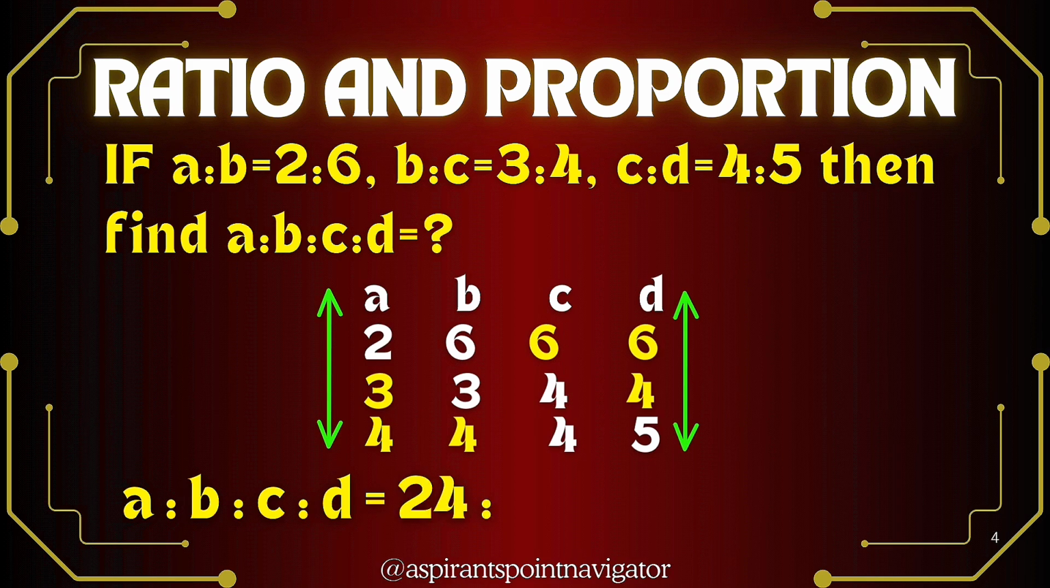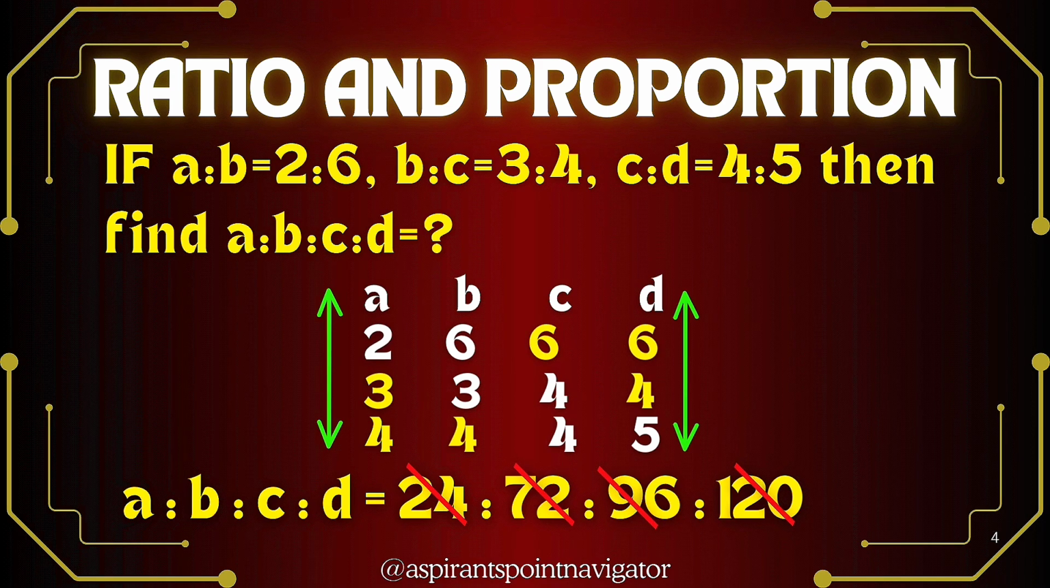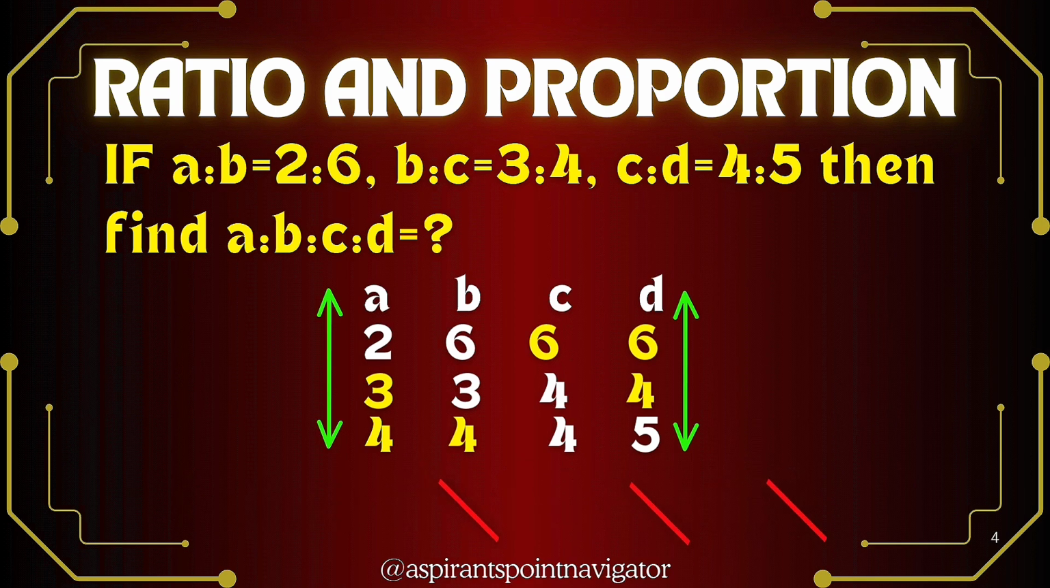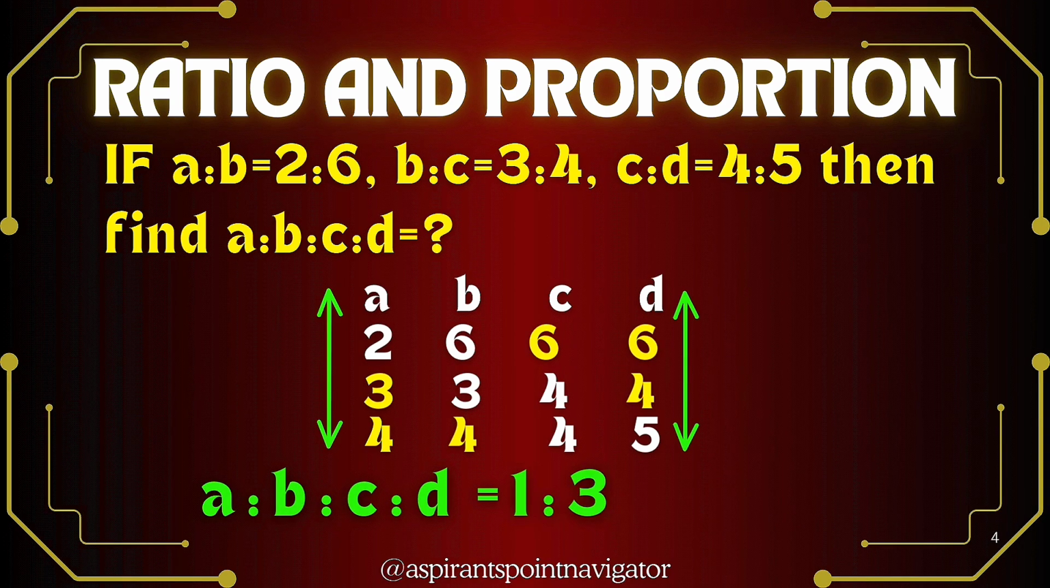So a:b:c:d equals 24:72:96:120. Now, simplify the ratio by dividing everything by 24. So we get a:b:c:d equals 1:3:4:5.